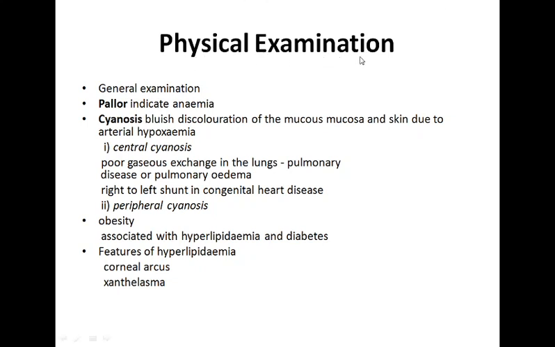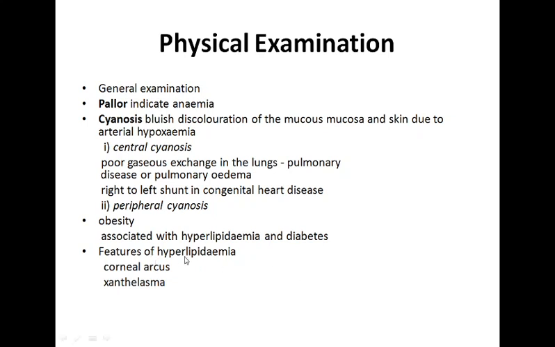When you are doing the physical examination related to the cardiovascular system, general examination is important. By doing the general examination, you can gather a lot of information. So start from top to bottom. If you detect pallor, think about anemia causing or precipitating the cardiovascular symptom. Cyanosis is a bluish discoloration of mucous membrane, and can present as central or peripheral cyanosis. And look at the patient's BMI. Obesity can cause sleep apnea or other cardiovascular related problems, especially hypertension.